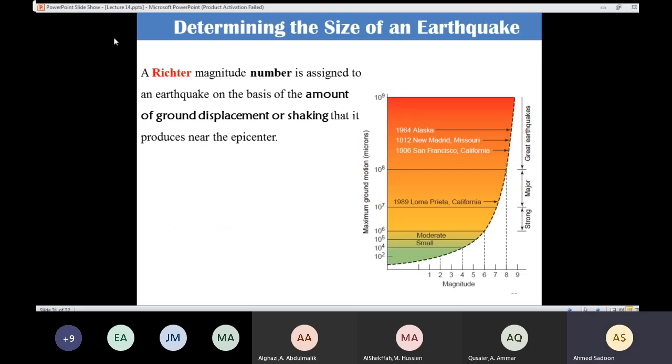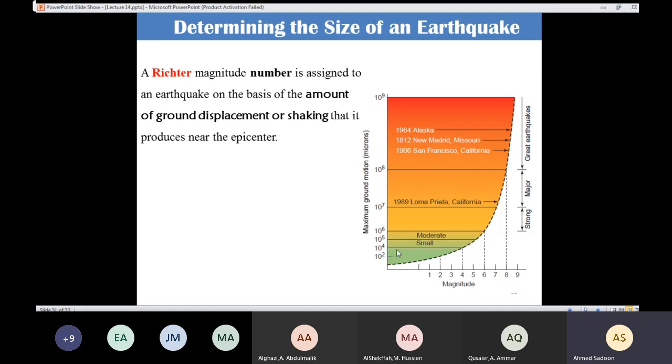So a Richter scale is like a magnitude number. In that system, a certain number is going to be assigned to an earthquake on the basis of the amount of ground displacement or shaking. So it depends on your measurement, the vertical and the horizontal measurement. We are going to come up with a number. So we call this the Richter number. And the movement is going to be near the epicenter.